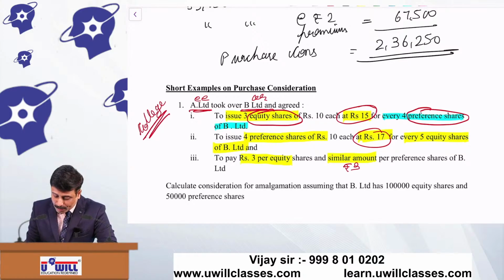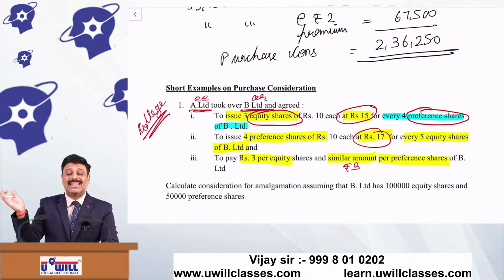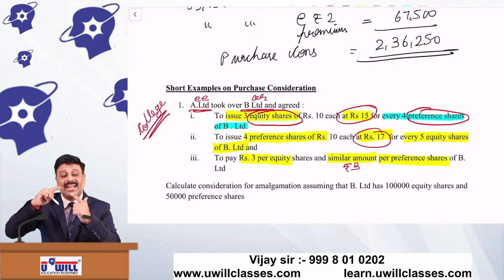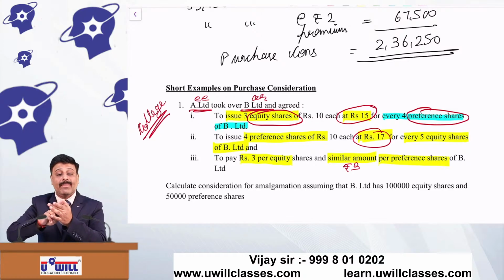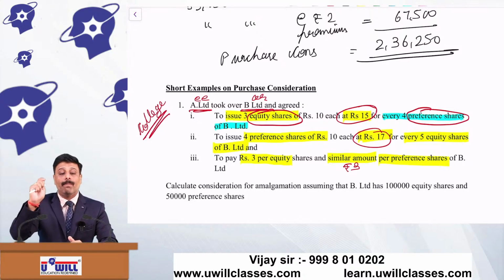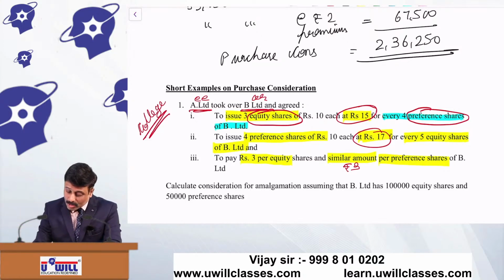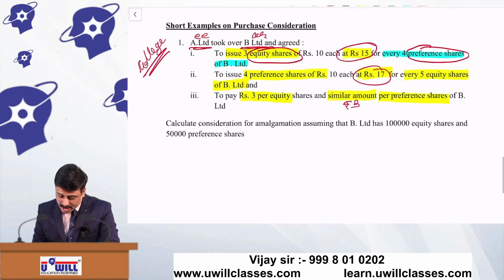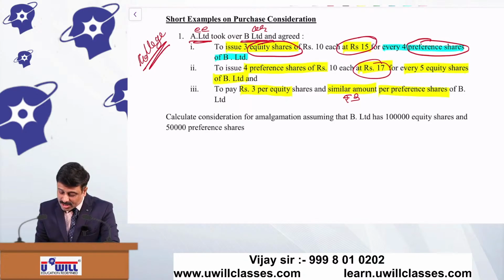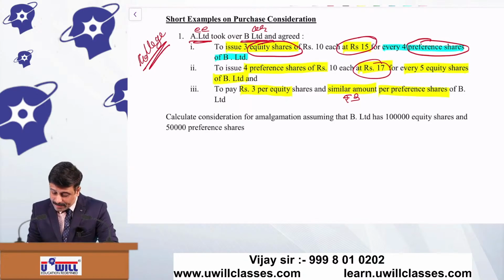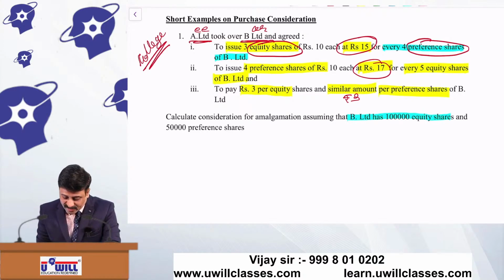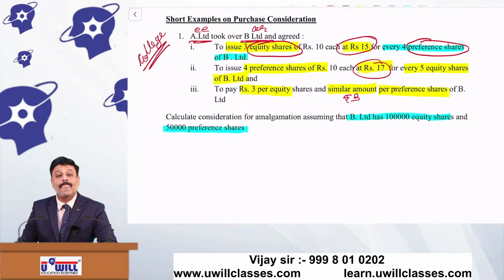Similar amount means same rupees 3 per preference share of B Limited. So both equity shareholders as well as preference shareholders will further get a second mode of payment. What is the second mode of payment? Cash. How much cash will each of them get? 3 per share. Now calculate the purchase consideration for amalgamation, assuming that B Limited has 1 lakh equity shares and also 50,000 preference shares.